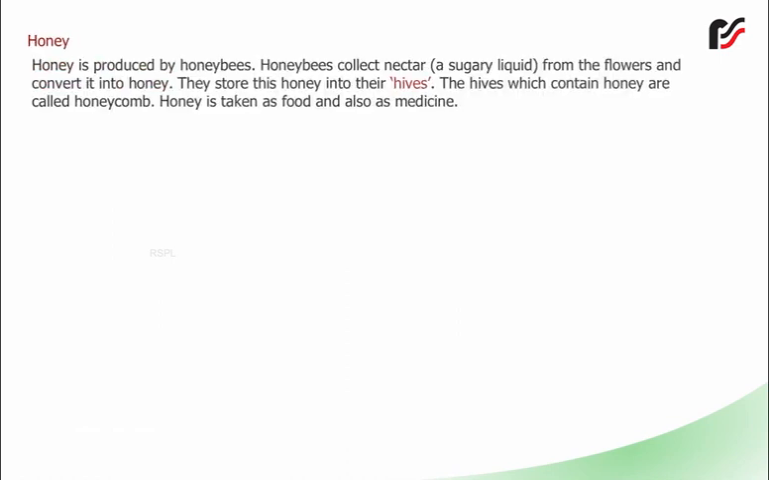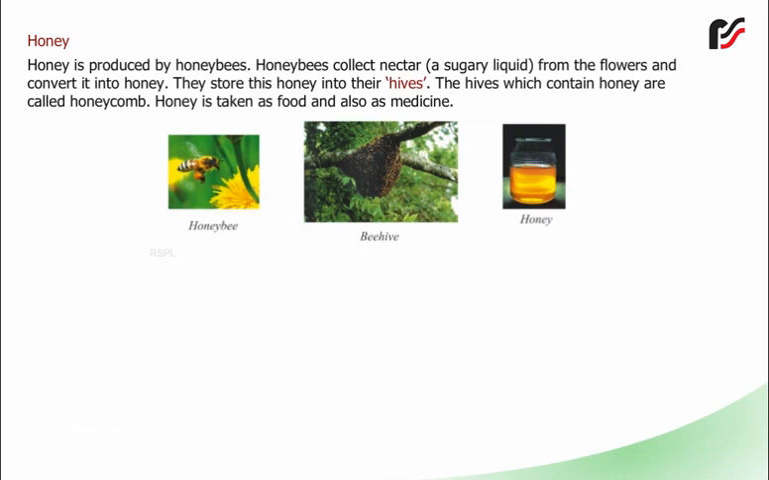Honey. Honey is produced by honey bees. Honey bees collect nectar, a sugary liquid, from the flowers and convert it into honey. They store this honey into their hives. The hives which contain honey are called honeycomb. Honey is taken as food and also as medicine.